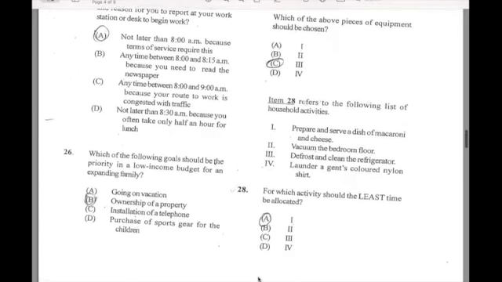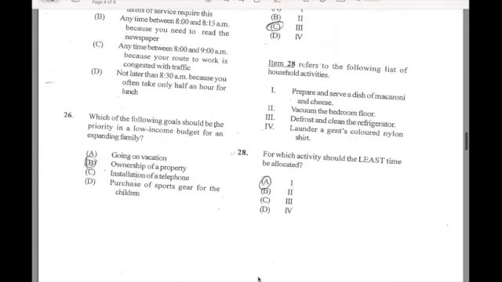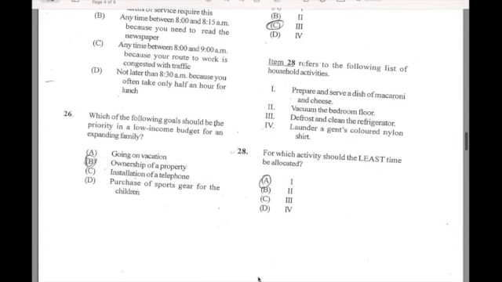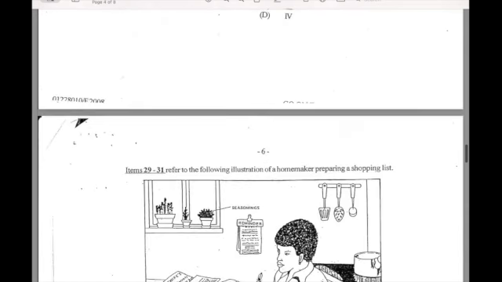Item 28 refers to the following list of household activities. Prepare and serve a dish of macaroni and cheese, vacuum the bedroom floor, defrost and clean the refrigerator, launder a gent's colored nylon shirt. For which activity should the least time be allocated? And if your answer is A, then you're correct.